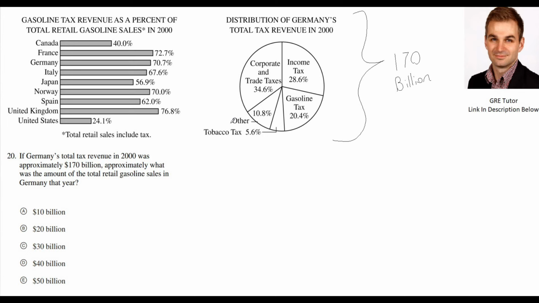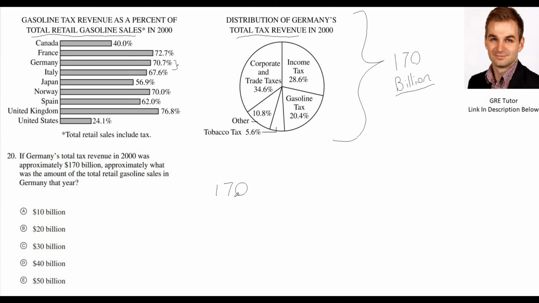Now, here's the important thing to note. This is talking about total retail gasoline sales. Okay? And it's given in terms of the percentage that is gasoline tax revenue. So gasoline tax revenue makes up 70.7% of your total gasoline sales. Gasoline tax revenue also makes up 24% of your distribution of Germany's total tax revenue. And we know the total tax revenue. So we know that there's 170 billion in total tax revenue. I'm not going to put billion down here, but we just know that the unit is billions.